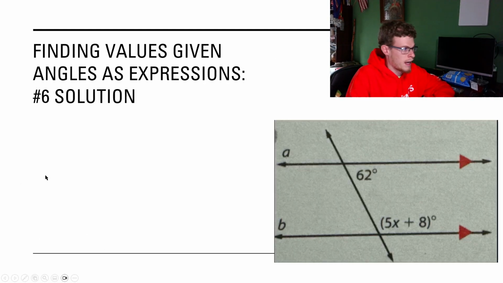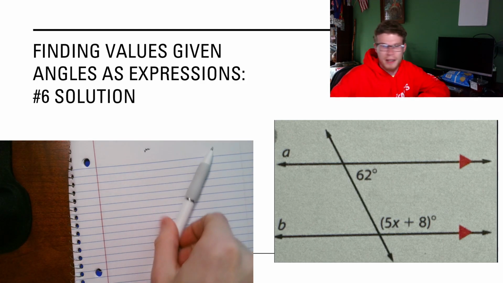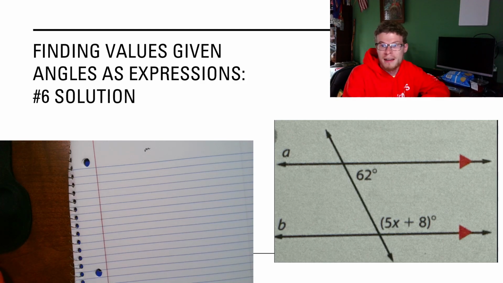Next thing: finding values given angles as expressions. All right, I'm going to pull out my dot cam for this one. Here we go. This is one of the problems that I gave you guys as well. You can see the drawing right here. This angle right here is 62 degrees, and this angle right here is 5x plus 8.